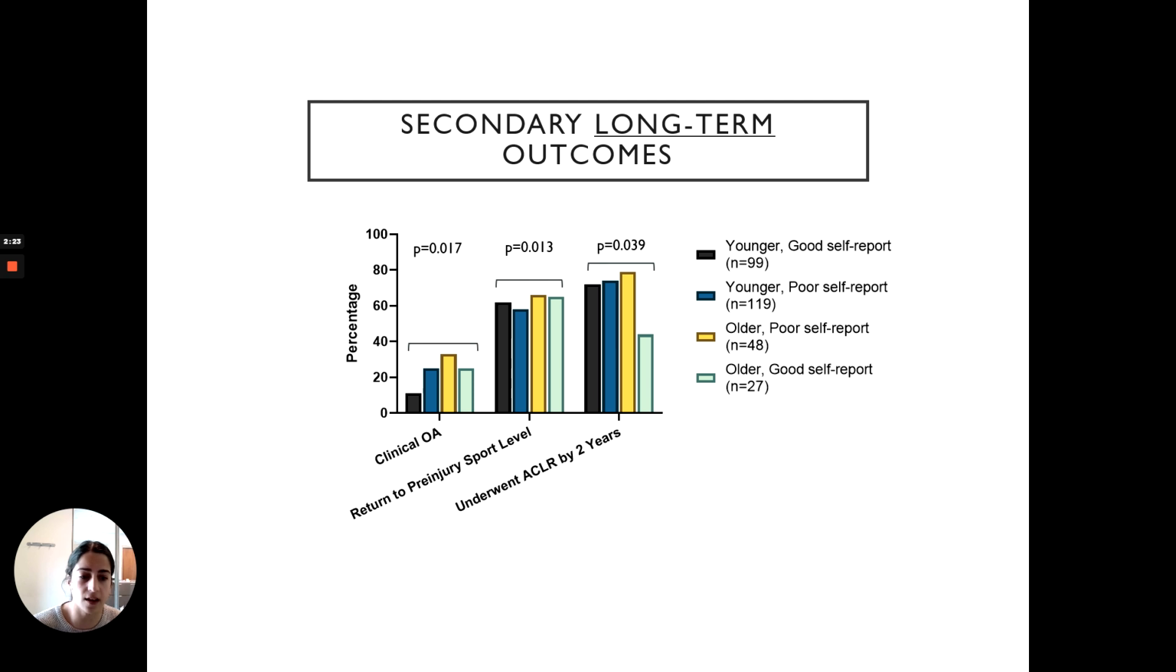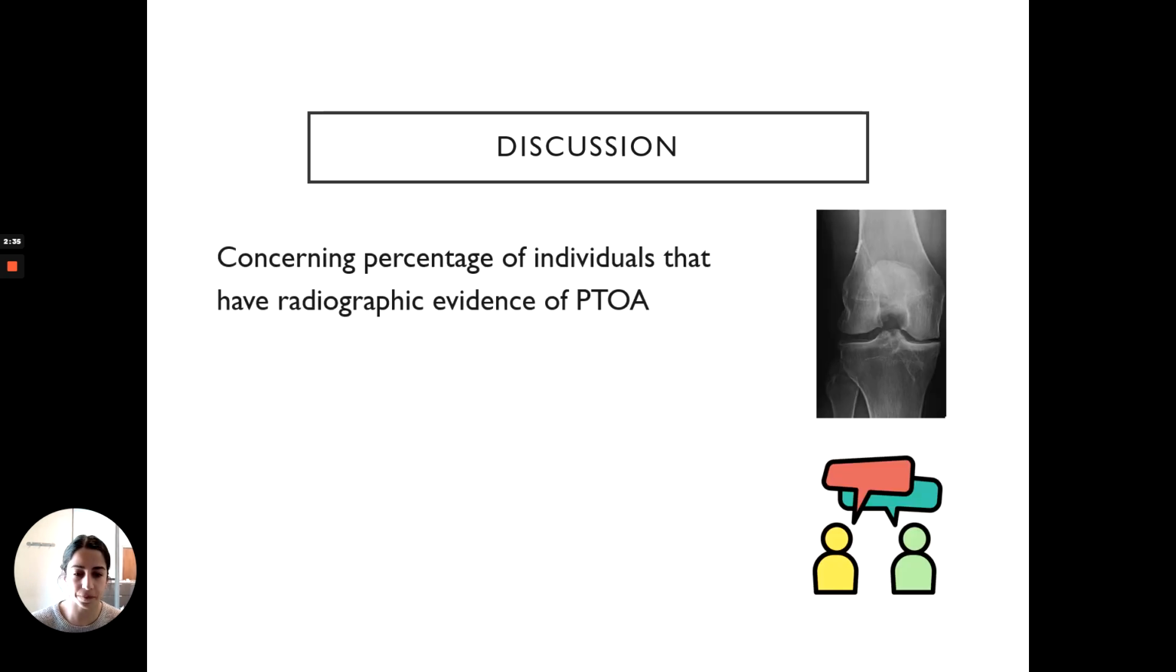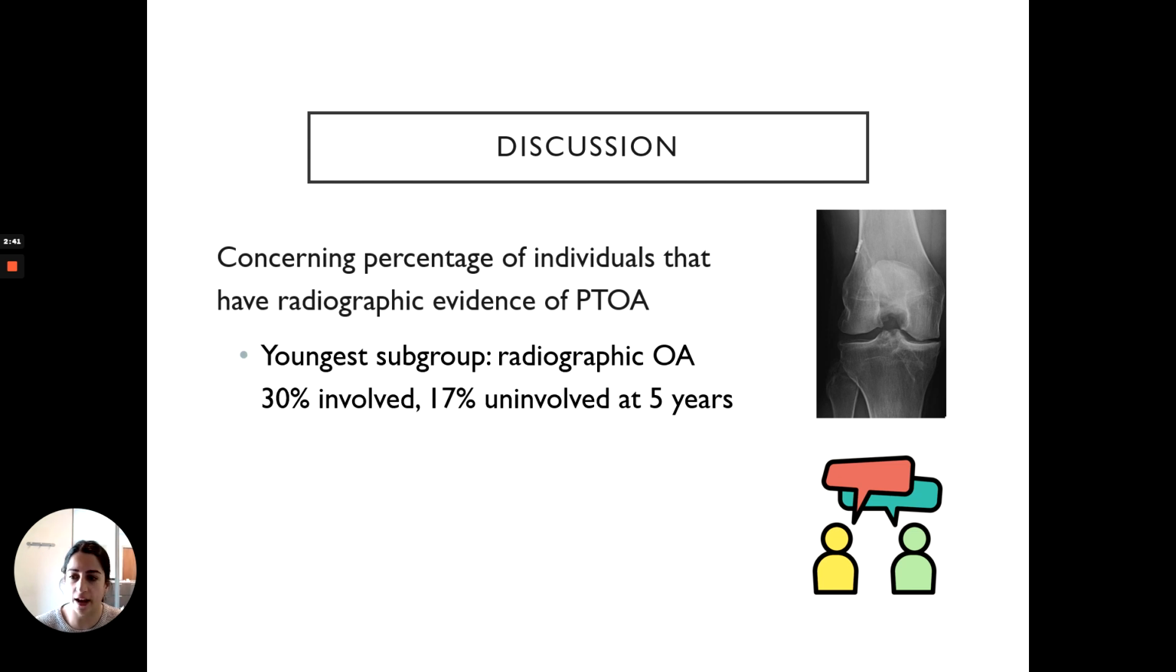We looked at a handful of other secondary long-term outcomes. For the sake of time, I won't go into them all here, but they are clinical OA, return to pre-injury sport level, and undergoing ACL reconstruction by 2 years. So we found that there was a concerning percentage of individuals that had radiographic evidence of post-traumatic OA.